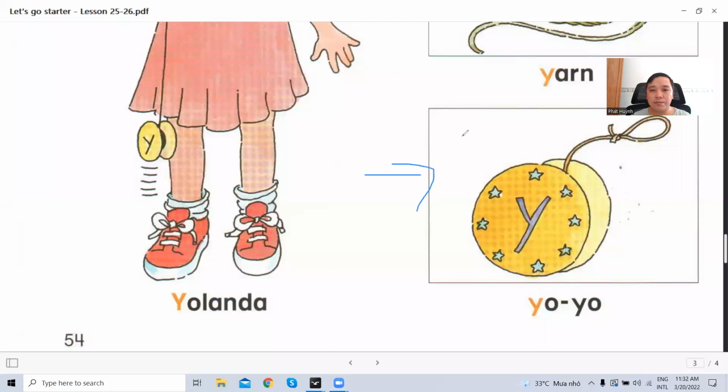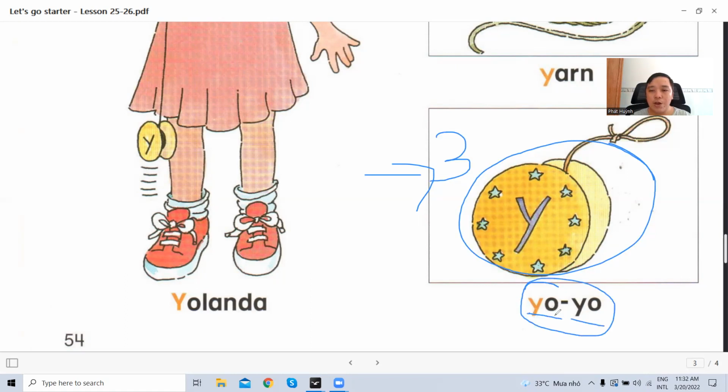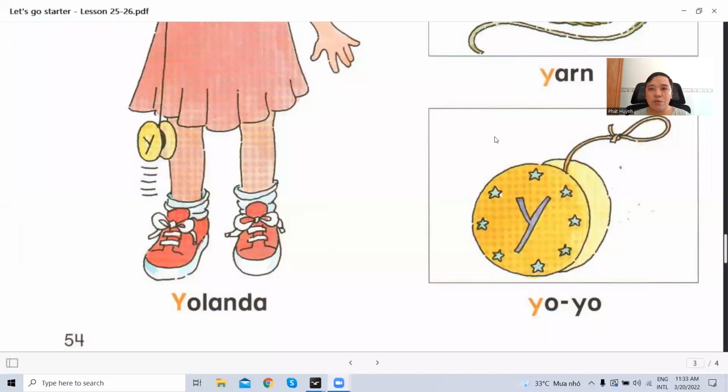Okay, the next picture. Picture number three. What is it in Vietnamese? Đây là trò chơi yo-yo, trong trò chơi yo-yo mình thả xuống rồi kéo lên đúng không nào. So how do we read this word? Chúng ta đọc từ này như thế nào nào? Yo-yo, yo-yo, yo-yo. Okay. So what is yo-yo? Yo-yo là trò chơi yo-yo.